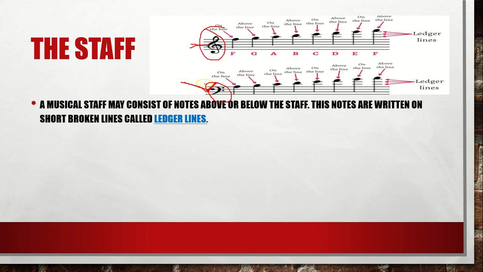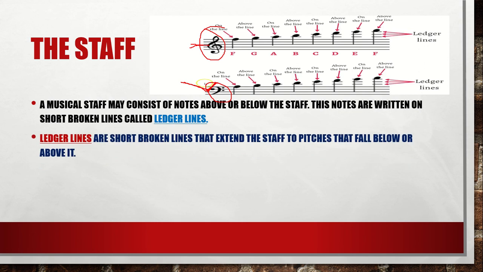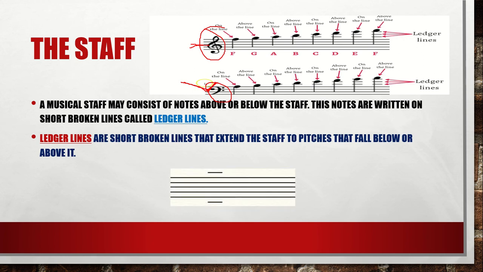So here we have ledger lines. So let's get the official definition of ledger lines. They are short broken lines that extend the staff to pitches that fall below or above it. That's basically what ledger lines are. So here is a good representation of ledger lines. Those are what we term as ledger lines. Those two here. Maybe you can notice what they are. So this one and that are what are ledger lines. They extend the staff upwards or downwards.